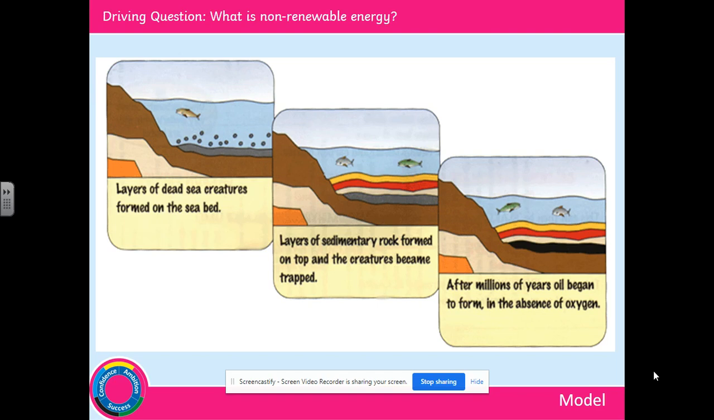Now, after millions of years, oil began to form in the absence of oxygen. So the molecules that were found within those dead organisms, they started to change form and became oil because there was no oxygen present underneath those sedimentary rocks.